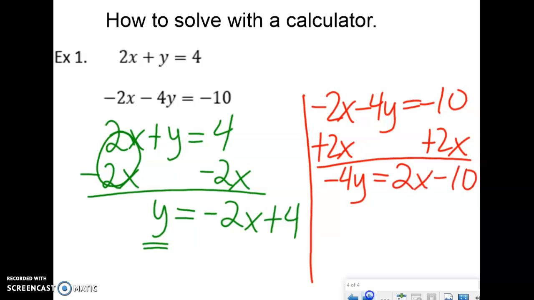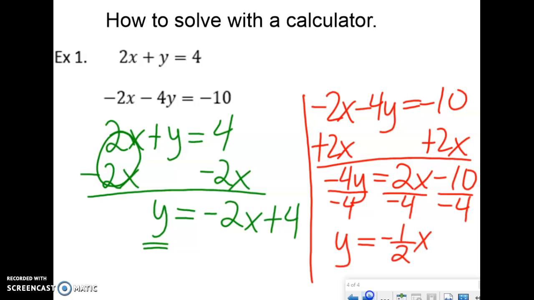Now that I've got the x over there, the negative 4 has got to go. So let's undo that with division. Remember that all pieces get divided to get the y by itself. There it is, 1y or just y. Try to reduce when you can. 2x over negative 4 would be negative 1/2. 2 out of 4 is half of something.